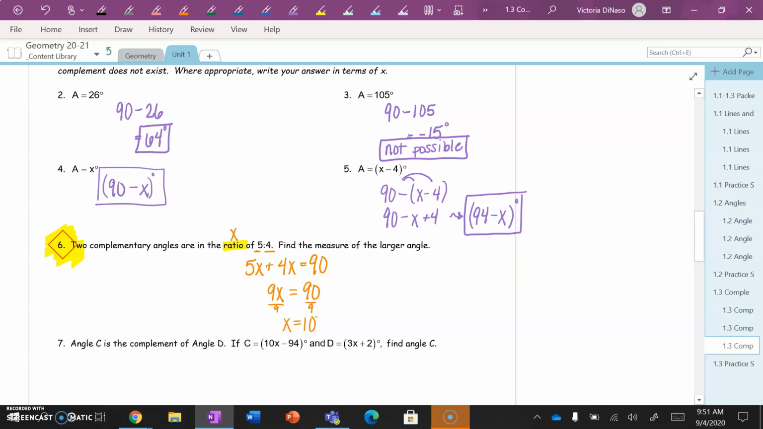However, that's not our final answer. If I want to find the measure of the larger angle, I'm going to have to plug in this 10 next to that 5x. So we have 5 times 10 to equal 50 degrees.